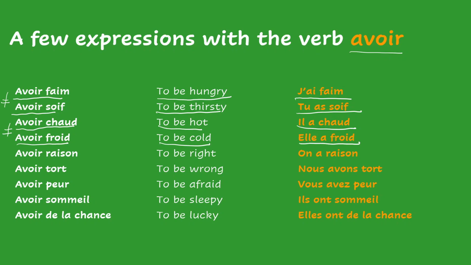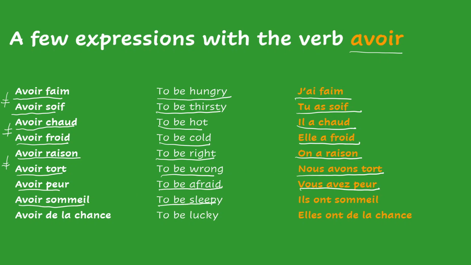Elle a froid. Same thing here, avoir raison, which means to be right. And the opposite, avoir tort, to be wrong. On a raison, nous avons tort. Avoir peur, to be afraid. Vous avez peur. Avoir sommeil, to be sleepy. Ils ont sommeil. Avoir de la chance, to be lucky. Elles ont de la chance. As you can see, those expressions are very useful.